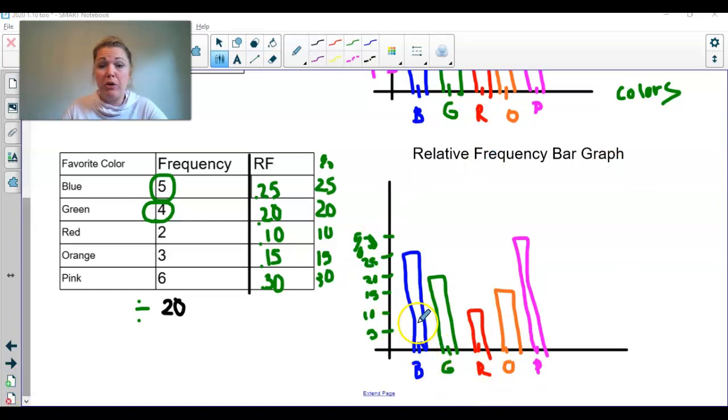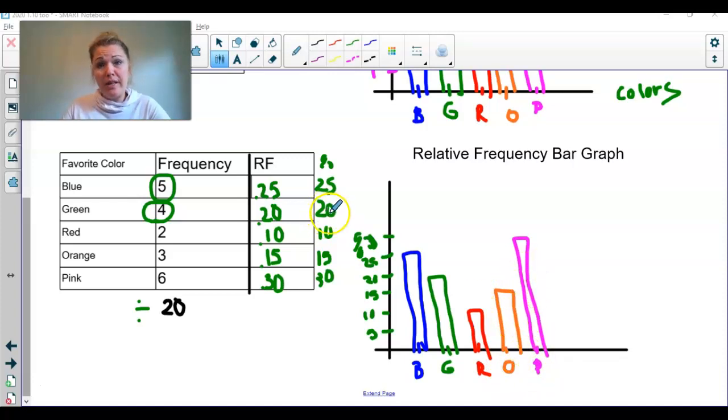Again, you can see the blue. So I made it up to 25% because 25% of them liked blue. Green is 20, red is 10, orange is 15 and pink is 30.